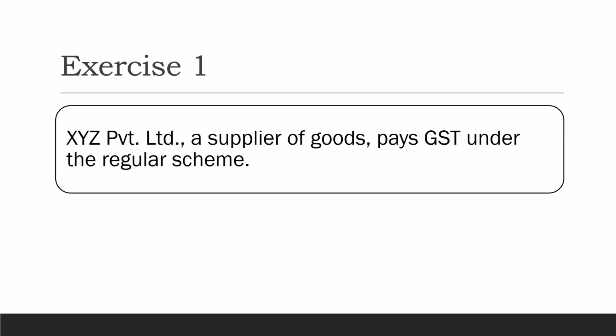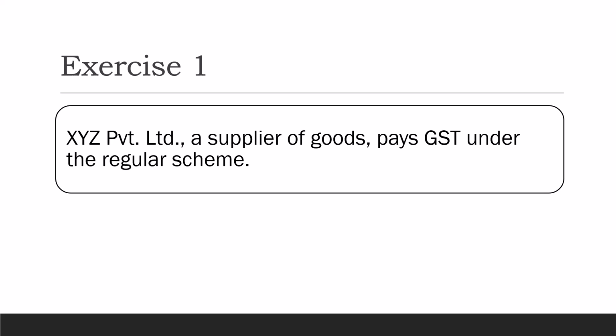Fine. So this is the exercise which we are going to do. You're able to see the PPT? Yeah. So there's a company called XYZ. It's a private company, a supplier of goods, pays GST under the regular scheme. That means it has not taken any composition scheme. It's a regular, GST registered person.